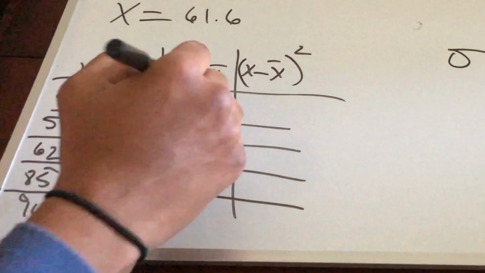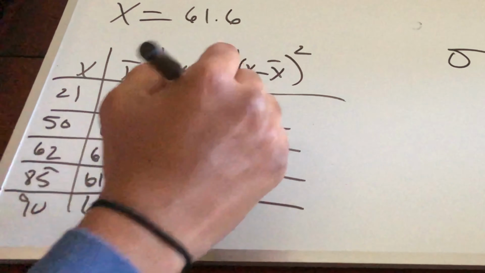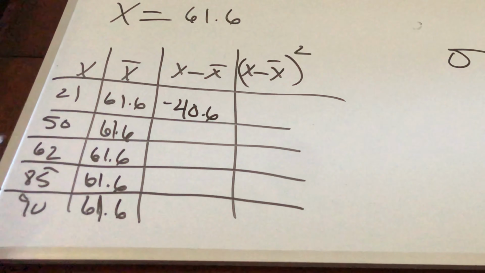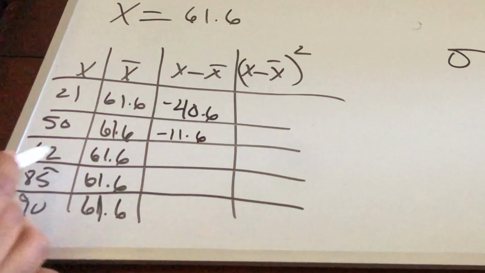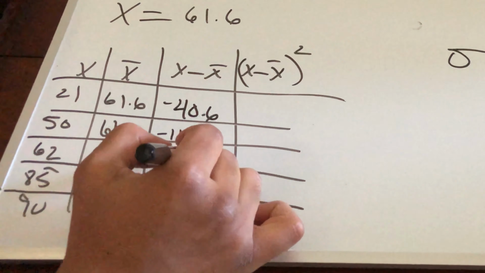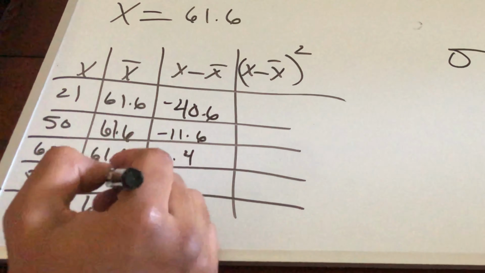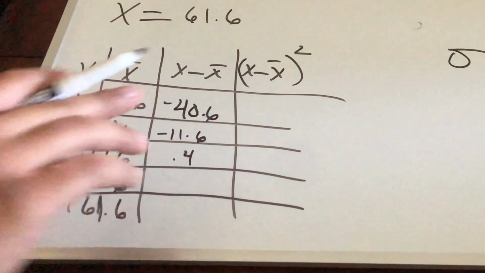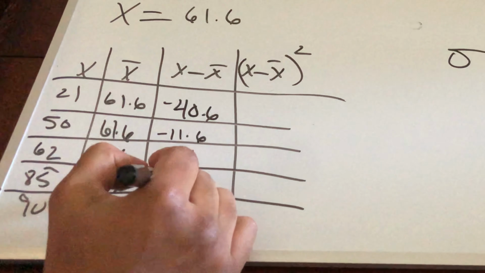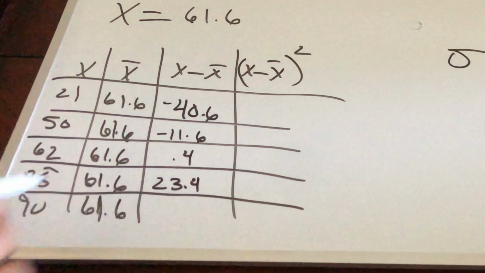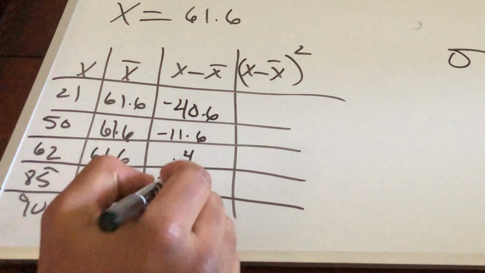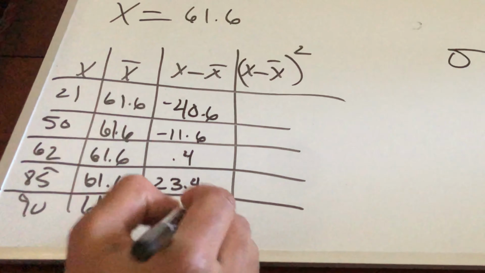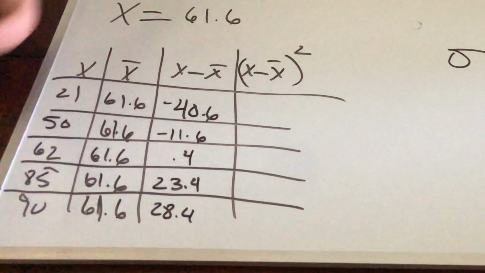Now, 21 minus 61.6, you're going to get negative 40.6. 50 minus 61.6 is negative 11.6. 62 minus 61.6 is actually 0.4. And then 85 minus 61.6, I believe, is 23.4. And then 90 minus 61.6, I think that's 28.4.